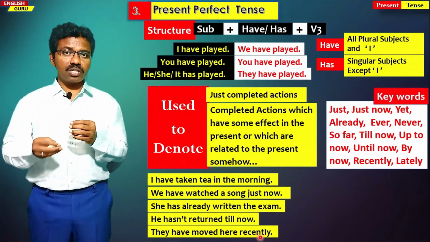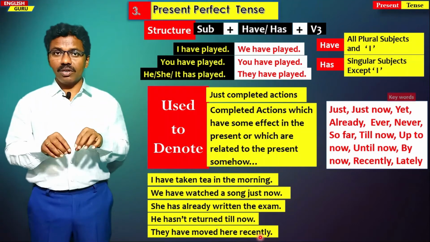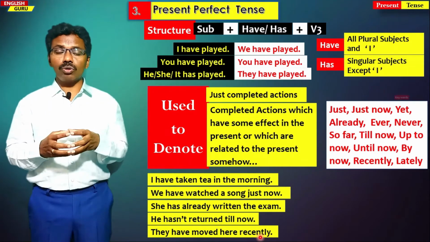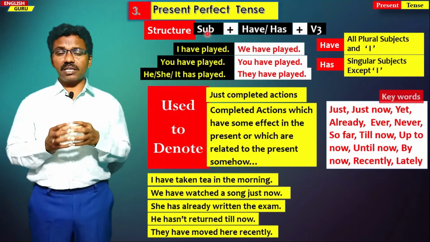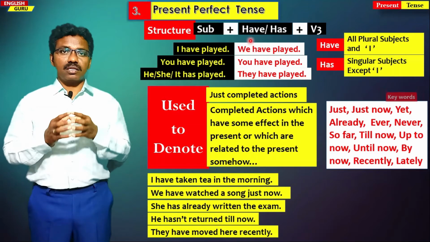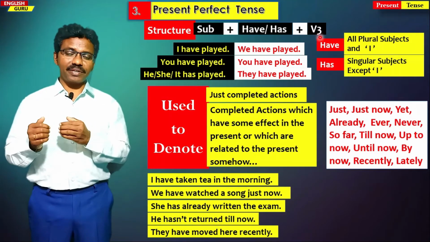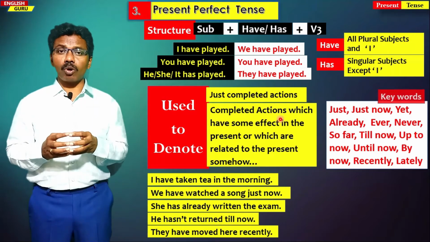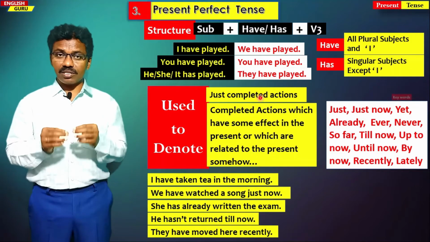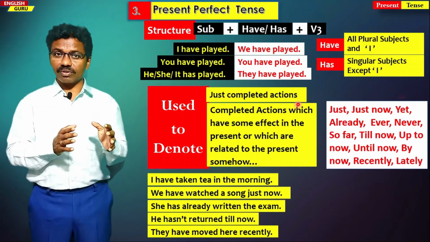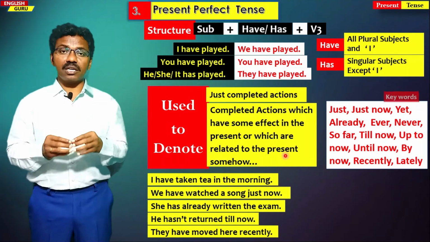In the next sentence, they have moved here recently. So the action was done 2-3 days ago, but the action's impact is there in the present. So that's the reason this sentence also belongs to present perfect tense. The structure of a sentence in present perfect tense is subject plus have or has plus verb 3, and it is used for all the completed actions in the near past, which means the actions that are completed just now. And not only that, the actions which are completed which have the effect in the present.